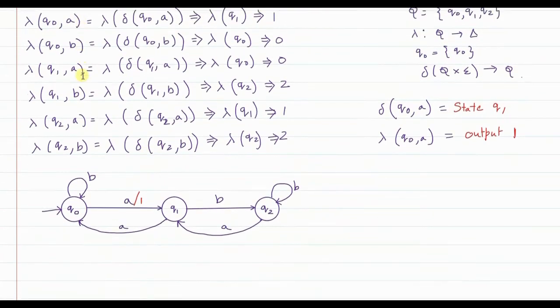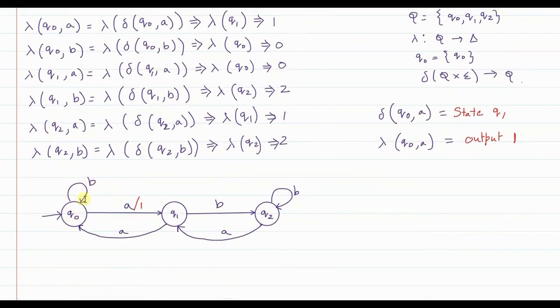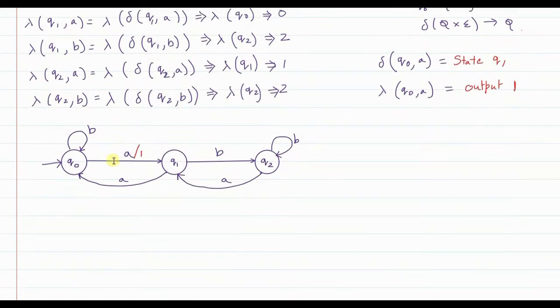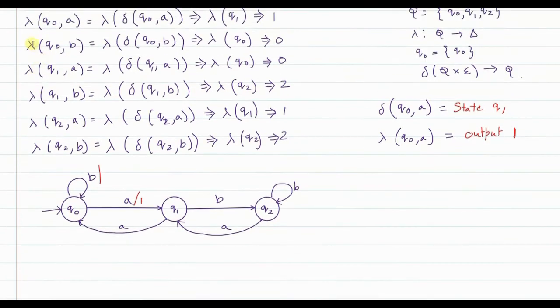Now we will decode the second one. Q0 on reading B goes to Q0 only. The same thing the Mealy machine does. Now we are concerned with what is the output that is generated. That is lambda. What is the output that is generated when from state Q0 you are reading B? The output that is generated is 0. So you will write here 0.